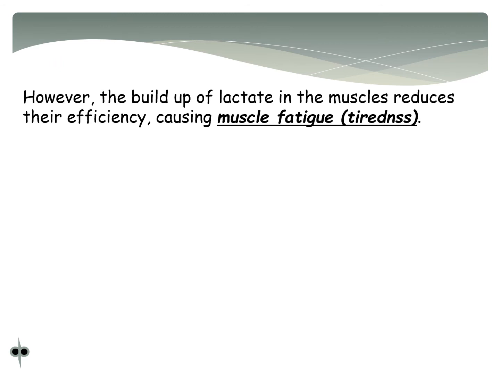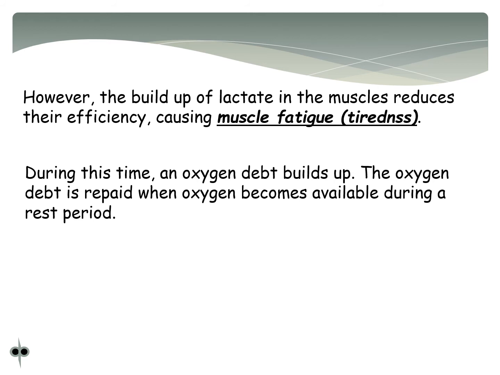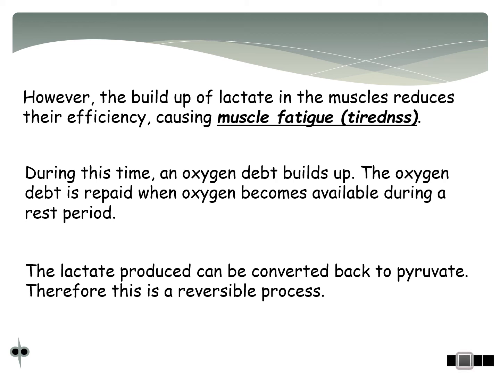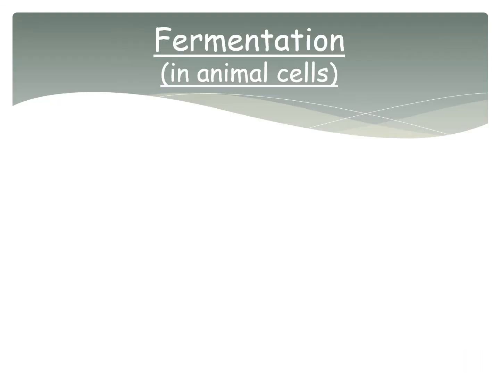So the buildup of lactate in the muscles reduces their efficiency, causing muscle fatigue and tiredness. During this time, an oxygen debt builds up, and the oxygen debt is repaid when oxygen becomes available during a rest period. So after you do a really fast sprint, if you rest, then your oxygen debt will be paid back and you won't feel your muscles being sore and tired anymore. The lactate produced can be converted back to pyruvate, and therefore this is a reversible process. So pyruvate can be converted to lactate, and lactate can be converted back to pyruvate.